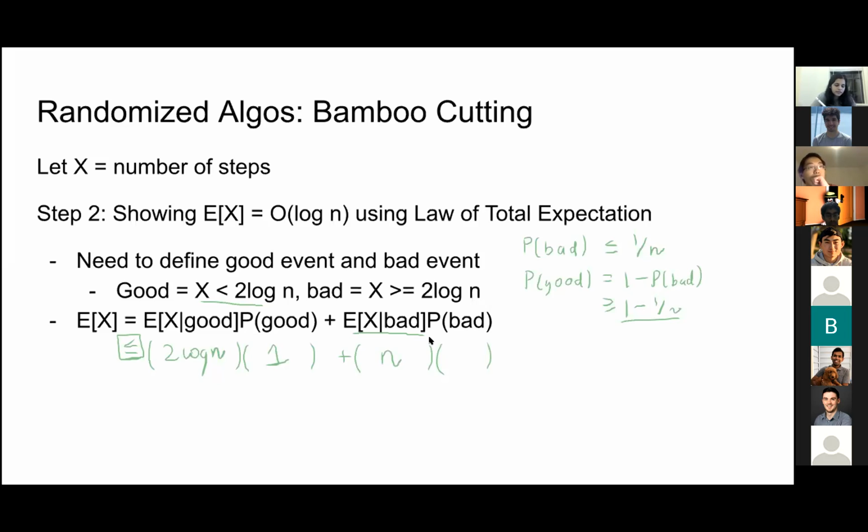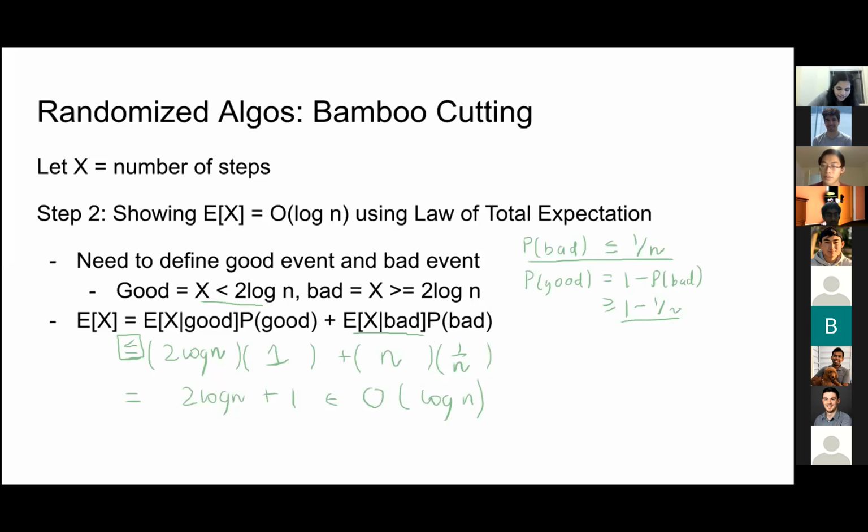Then what is the bound for the probability that it's bad? Actually, I already wrote it here. We know that it's less than or equal to 1 over n, so we can put that here. Then this is equal to 2 log n plus 1, which is O of log n. So now we've proven that the expected value of x is O of log n. Okay, any questions?